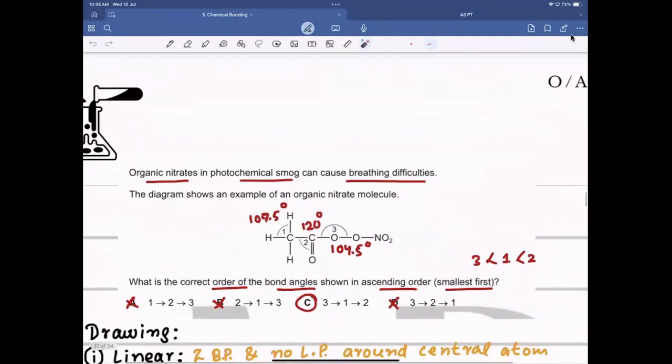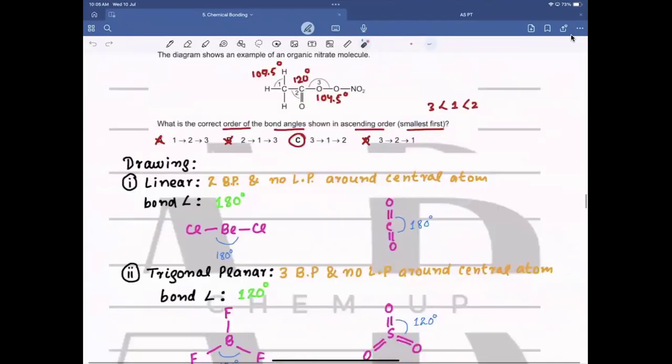Yes, Alishba. Yes, sir. Okay. Yes, sir. It's clear. Okay, that's fine.